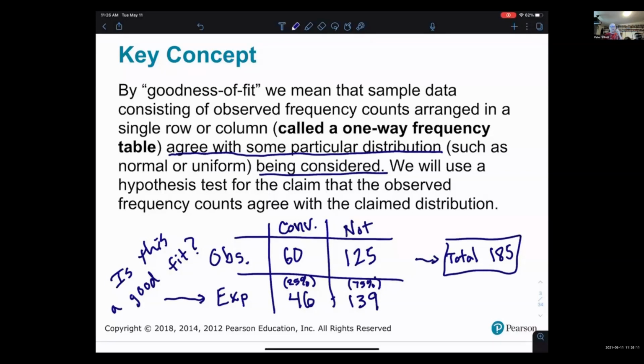And again, we never would assume that it should come out exactly right because there's randomness involved, but is it close enough for us to think that, yeah, this looks like a good fit? Or do we think that there's such a big difference between what we observed compared to what we expected that it's not a good fit? This is the big idea of a goodness of fit test with this kind of silly, simple example. All right, so this is the kind of thing we're talking about. So let's move forward.